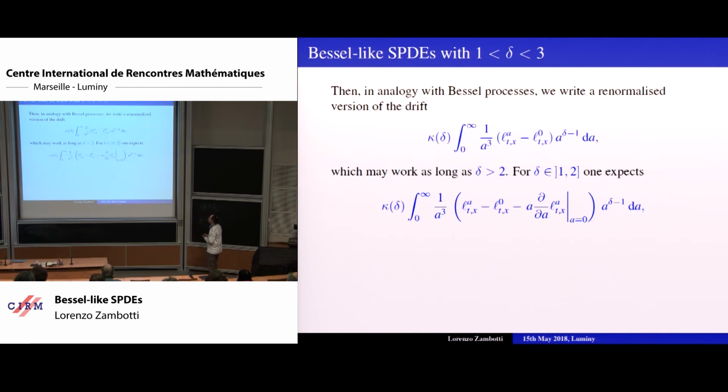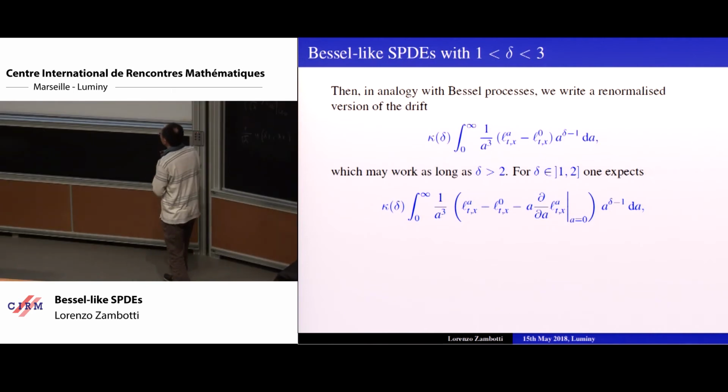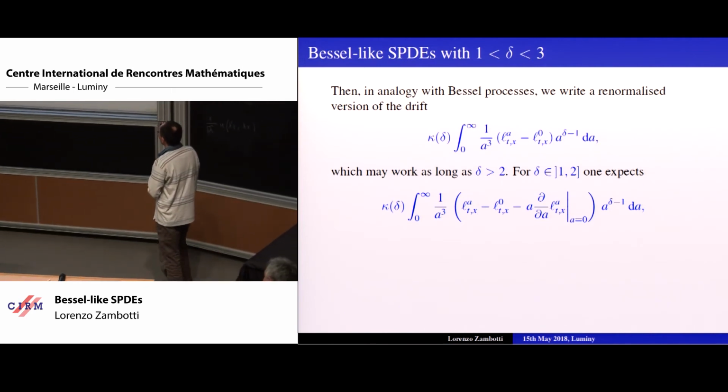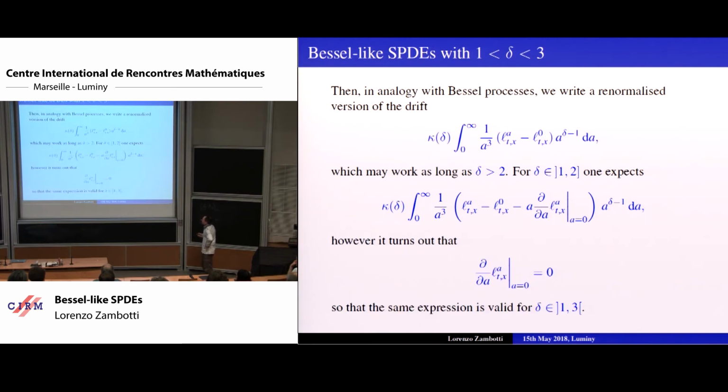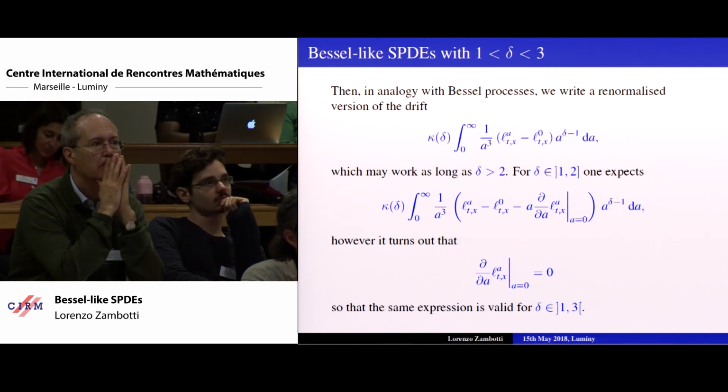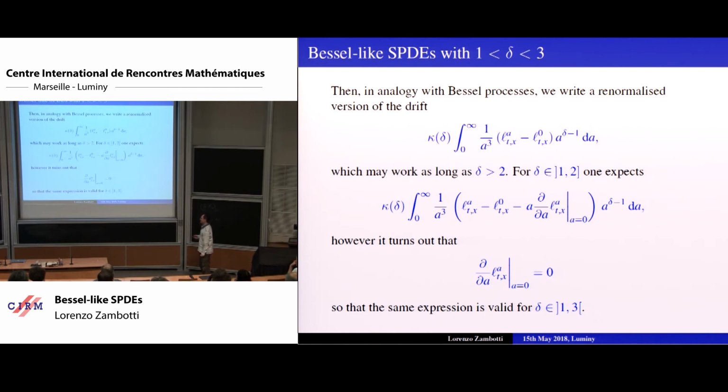So in fact between 1 and 2 you expect to go to the next order. So this becomes a true Taylor expansion, and you expect this. So in fact, it turns out that the derivative of the local time in A is not only expected to exist, but it is expected to be 0. So in fact, the same expression holds for all delta between 1 and 3, which is somewhat surprising.